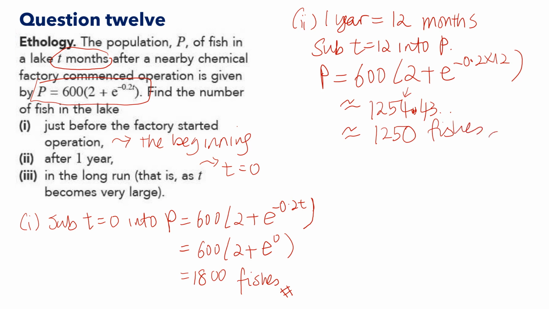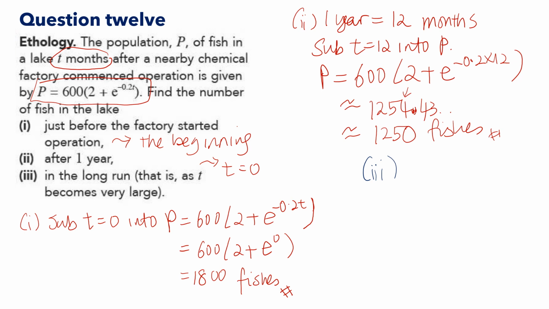Oh my goodness, so we started off with 1800, now it becomes 1250. So some fish died. That is very sad. Okay, so let's look at part 3. What happened in the long run? That means 2 years, 3 years, 4 years, 5 years. What happens when t gets very large?